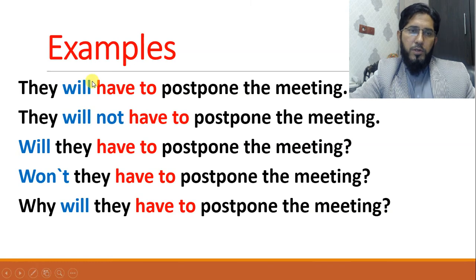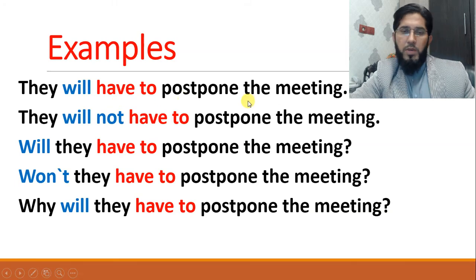Look at these examples. The first example, affirmative sentence: they will have to postpone the meeting. And if you want to make a negative sentence, they will not have to postpone the meeting. And interrogative: will they have to postpone the meeting? Yes, they will. No, they won't. That could be a short answer. Won't they have to postpone the meeting? Negative interrogative. And why will they have to postpone the meeting? Information questions.